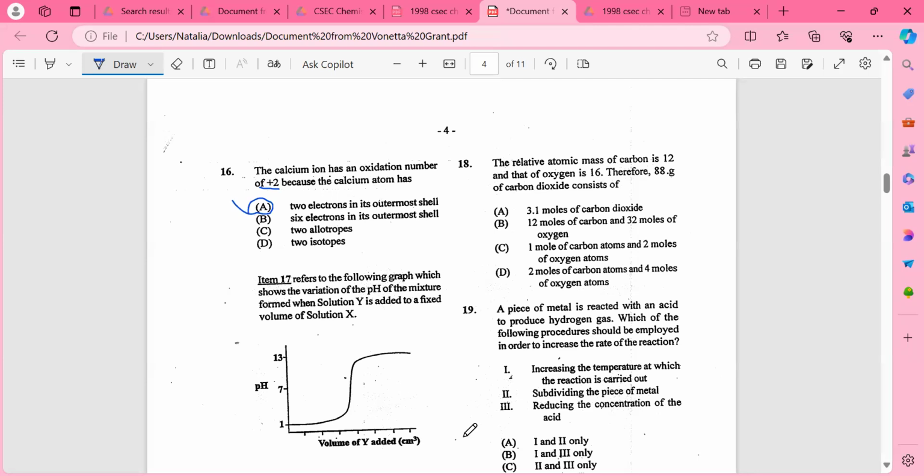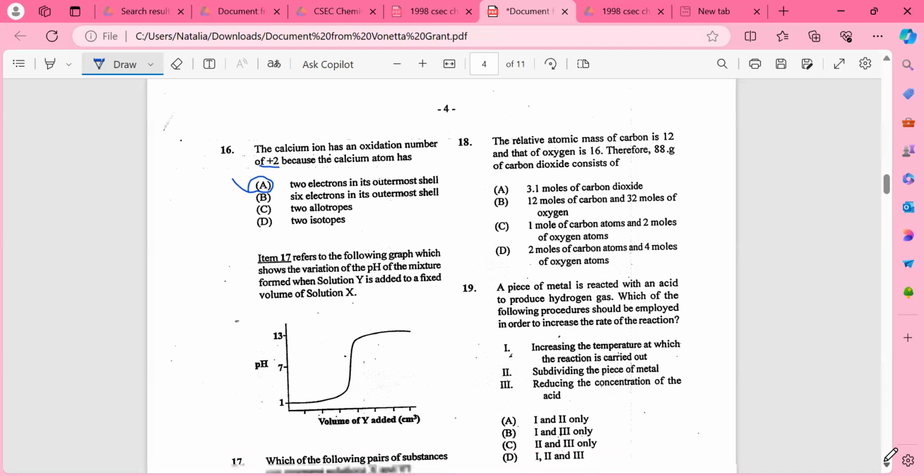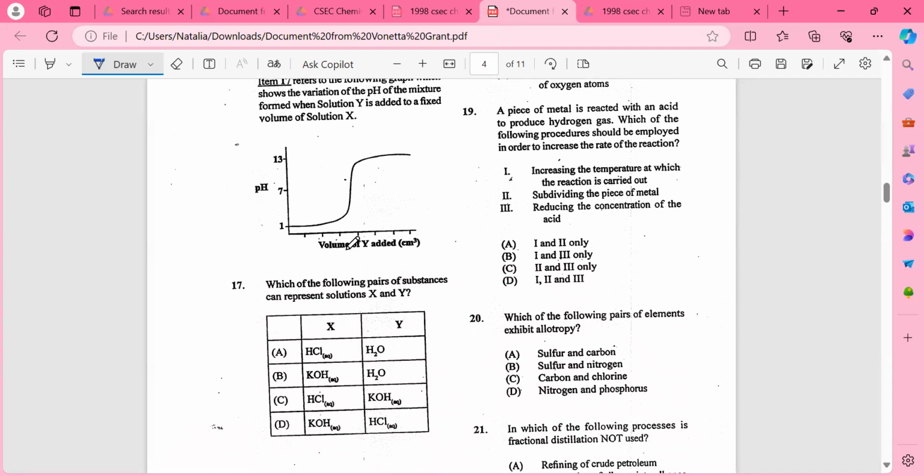Here we have a pH curve. So here, volume of Y added. So when we start out, we have X. X has a low pH, so X must be an acid. So it could be A or C. And then the pH increases as Y is added till we get to about 13. So Y has to be an alkaline, the only alkaline there. So water is neutral, so the answer is C.